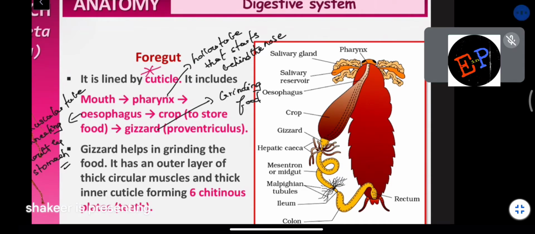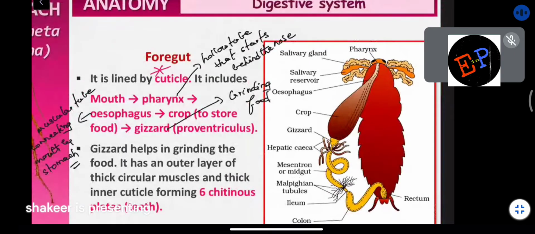Mouth. Mouth extends to the pharynx. Pharynx extends to the esophagus. Esophagus extends to the crop, and the crop extends to the gizzard. So these are the different parts present in the foregut. Clear, ma? So in the figure you can see this region is called the mouth.